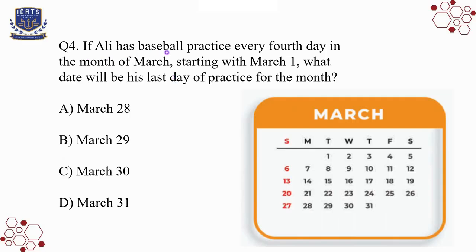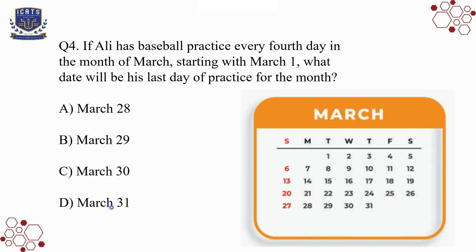Question number 4. If Ali has baseball practice every 4th day in the month of March, starting with March 1, what date will be his last day of practice for the month? Option A is March 28, option B is March 29, option C is March 30th, and option D is March 31st.